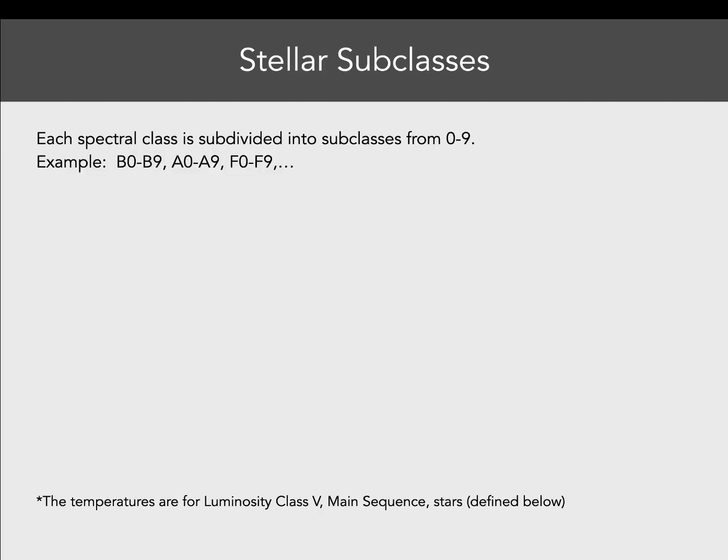In addition to this broad spectral classification, O, B, A, F, G, K, M, astronomers have also developed subclasses to provide finer distinctions on the temperature of the star based on its spectral class. So, for example, B stars are subdivided from 0 to 9. So a B0 star would be the hottest, and then B9 would be the coolest in the B range. And then right after you go B0, B1, all the way up to B9, then it starts at A0, A1, A2, all the way up to A9, and then F0, and so on.